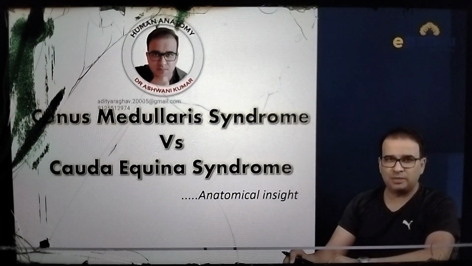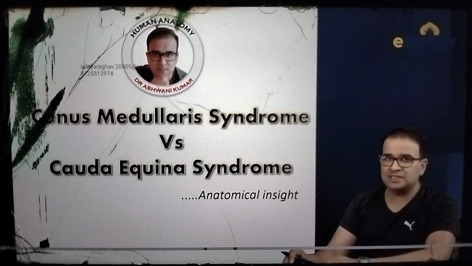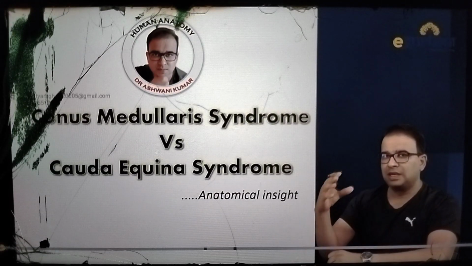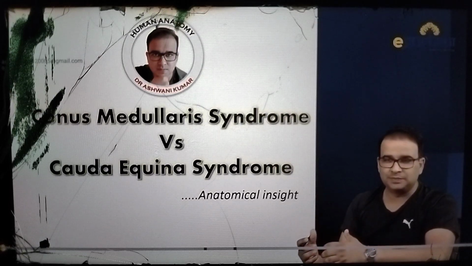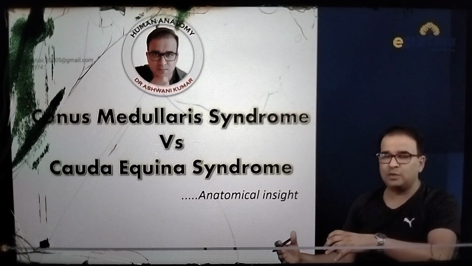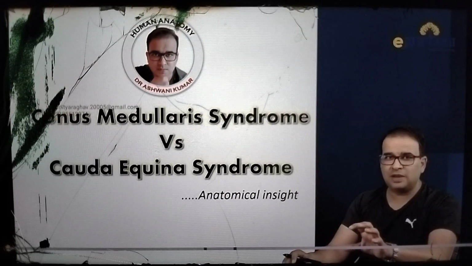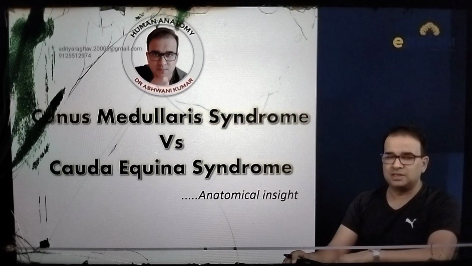Hello everyone, and welcome to this discussion regarding the anatomical insight of conus medullaris syndrome and cauda equina syndrome. Well, people find this topic difficult to understand because of lack of knowledge of the spinal cord and the vertebral column in relation to each other. When we look at the lower part of the spinal cord and the extent of the vertebral column, they are obviously not corresponding because of the differential growth. Let us first look into the anatomical features of the conus medullaris and the cauda equina, and from there on we can talk about the syndromes.